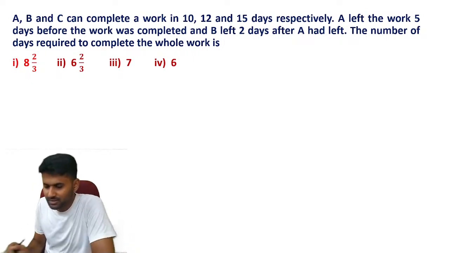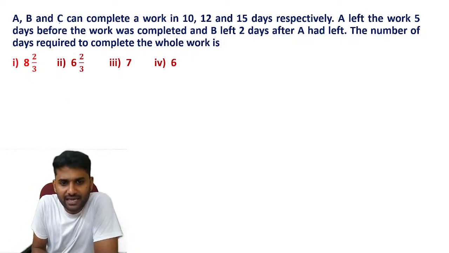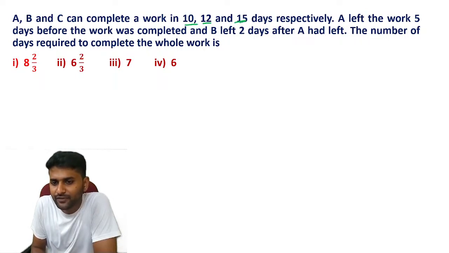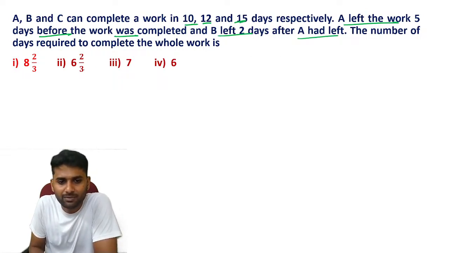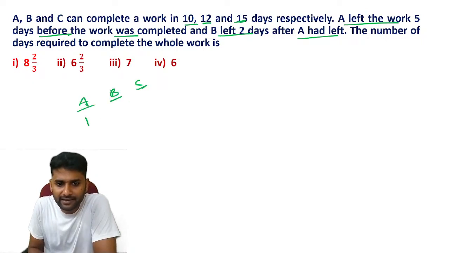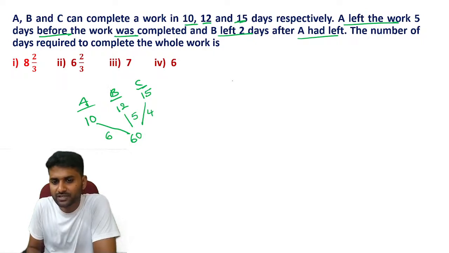So this is the last question. Just go through this information, guys. A, B, C can complete the work in 10, 12, 15 days. A left the work 5 days before the work was completed. B left 2 days after A had left. The number of days required to complete the whole work. See, A takes 10 days, B takes 12 days, C takes 15 days. Now the total work is 60 units. A's efficiency 6 units, B's efficiency 5 units, C's efficiency 4 units.